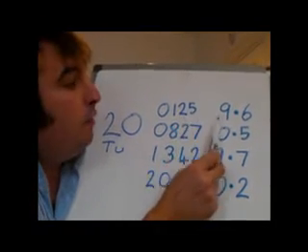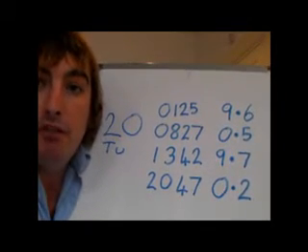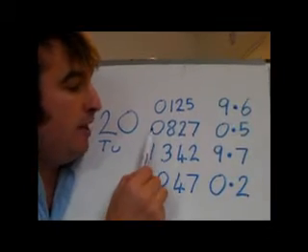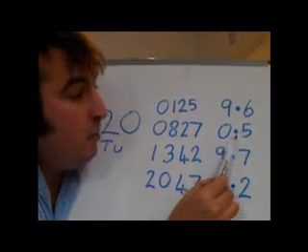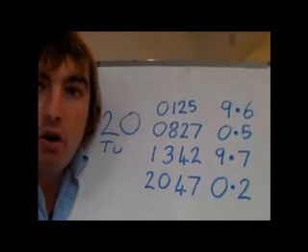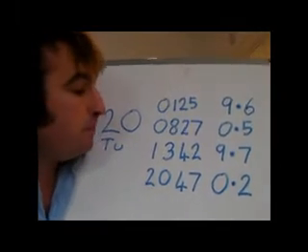But what this means is that at 0125, there'll be 9.6 metres of water above chart datum. So that'll be high water. Then at 0827, there'll be 0.5 metres of water above chart datum. That'll be your low water. And so on down here.